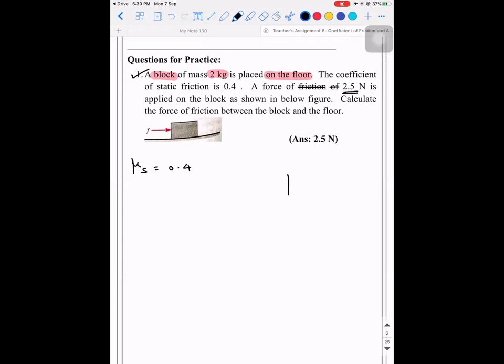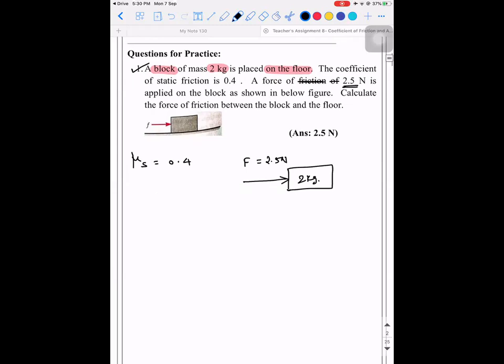So what they are trying to say is, there is a block of mass 2 kilogram. There is a horizontal force of 2.5 Newton that is applied. Now, tell me one thing. What will be the limiting friction in this case? The only coefficient that is given is the coefficient of static friction, which is 0.4. So, FL is equal to mu s into N. What is the value of mu s? 0.4.